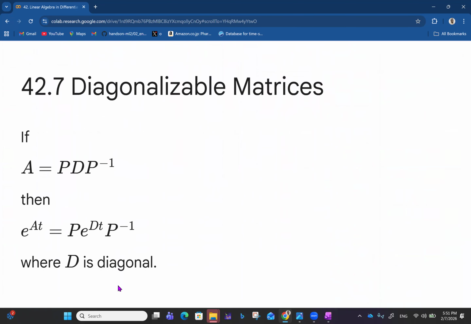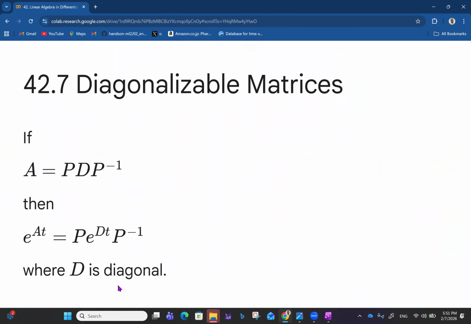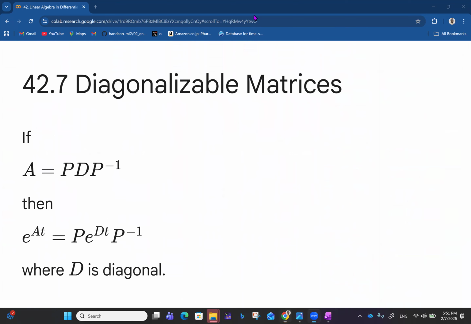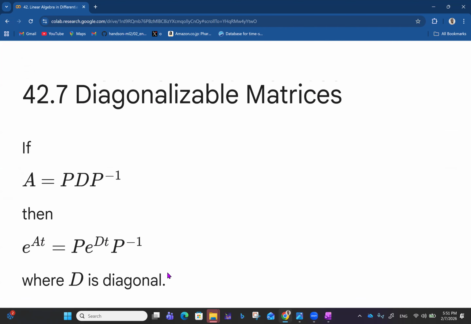And then we have diagonalizable matrices. We already saw that diagonalization makes some procedures very simple. If you imagine raising a matrix to power 10, by diagonalizing you can make things easy. So if A can be written as PDP inverse, then e raised to the power At can also be written as P e raised to the power Dt P inverse, where D is a diagonal matrix of the eigenvalues, like we already know, and P is the matrix containing eigenvectors as columns.